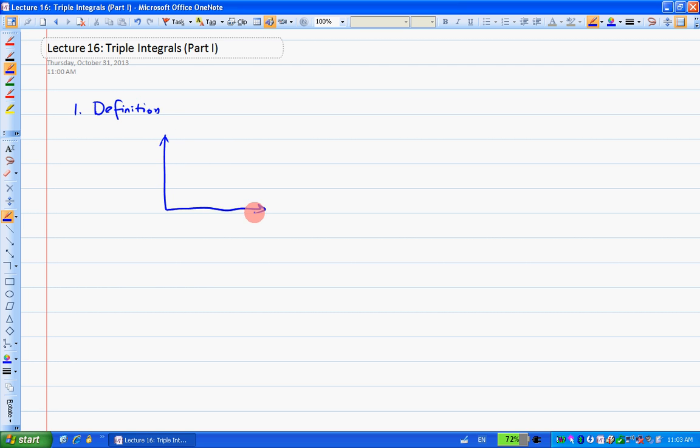A natural extension of a double integral: if you think of a double integral as integration over a certain region R in the xy plane, or a region R in a plane, basically. Now, when we are talking about the triple integral, it's going to be an integral over a region D, but this is not going to be a planar region anymore. It's going to be a solid region. So we're looking at a solid here, which we call region D.